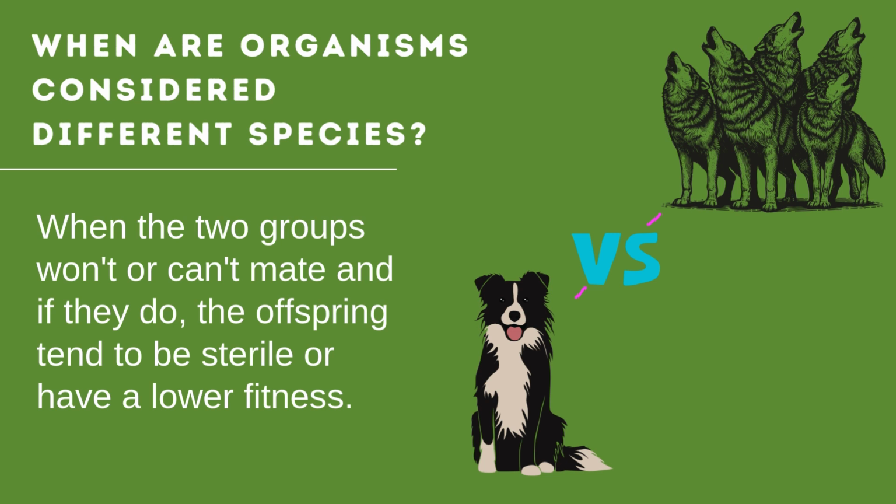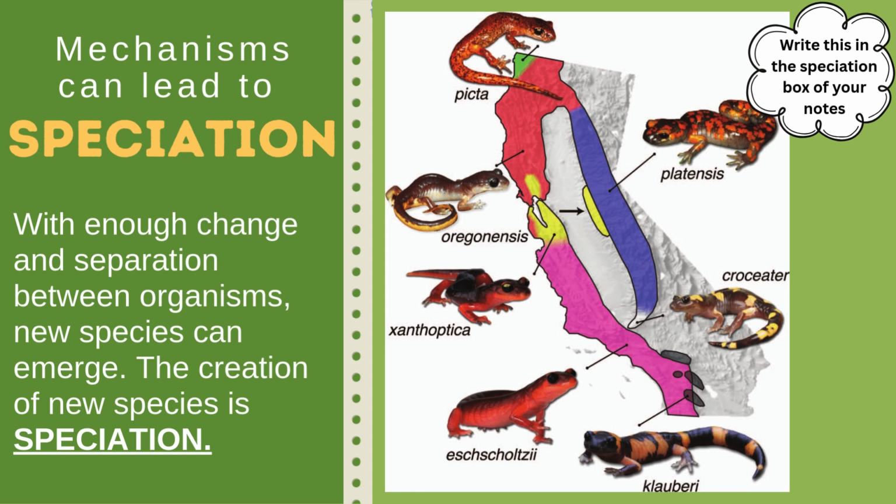And so when do we consider them different species? Usually we can tell when it's become a new species is when the 2 different groups either won't or can't mate. And if they do mate, the offspring tend to be sterile, aka can't have their own kids, or have a lower fitness survival rate, right? So wolves versus dogs, 2 different species. They can mate, but honestly, the only reason that wolf dogs survive well is because of humans. If a wolf dog was out in the wild, it would have a lower fitness than wolves by themselves or dogs by themselves.